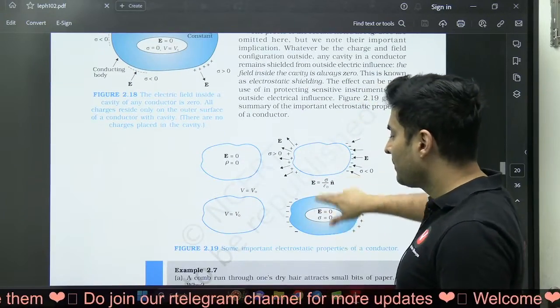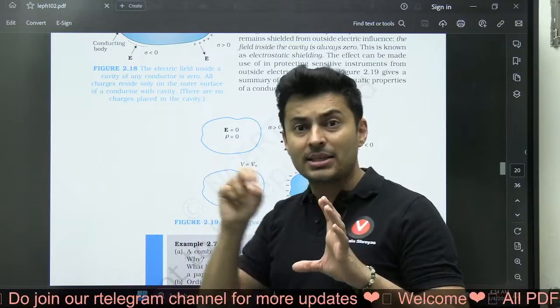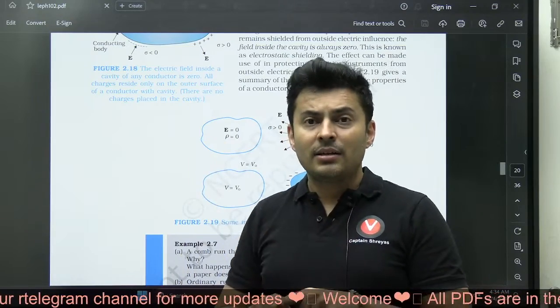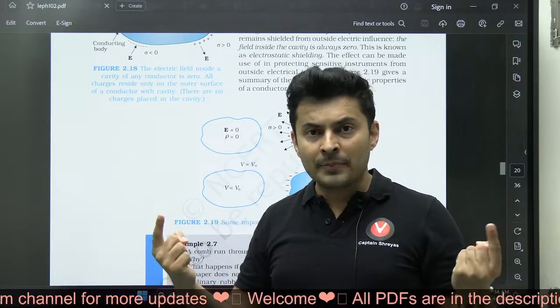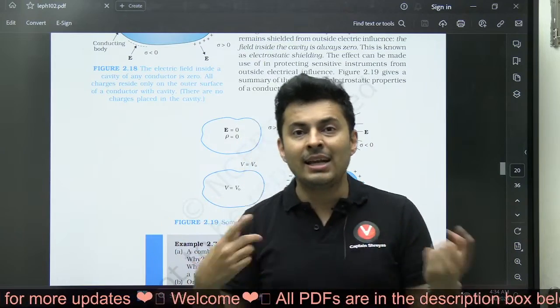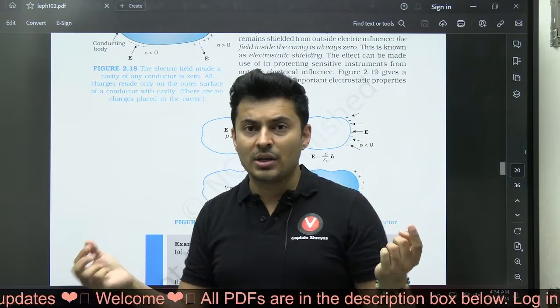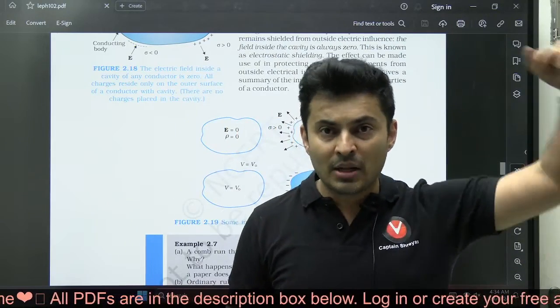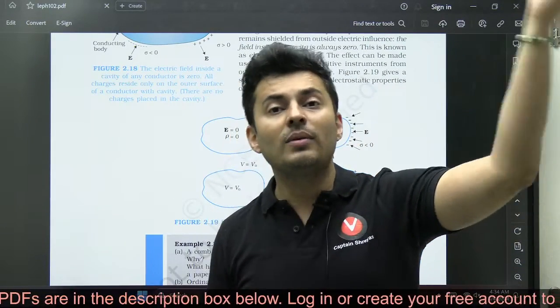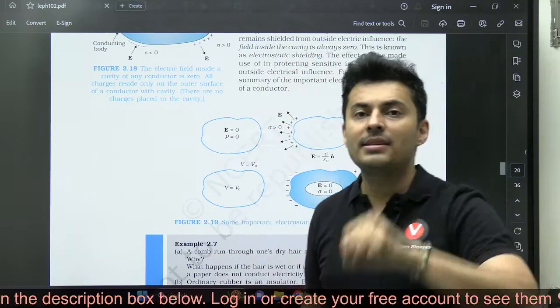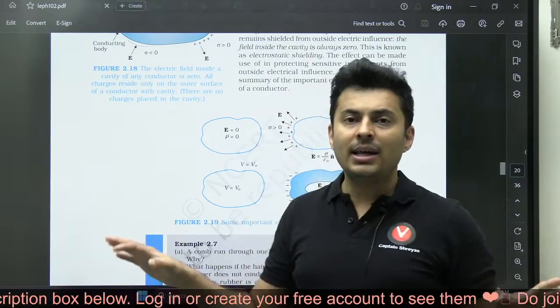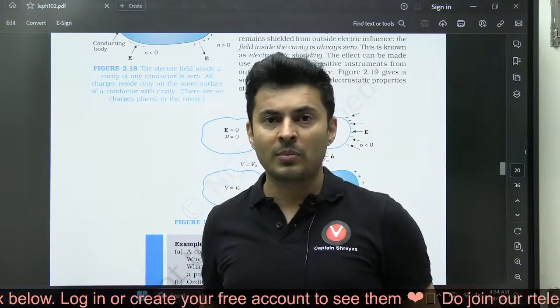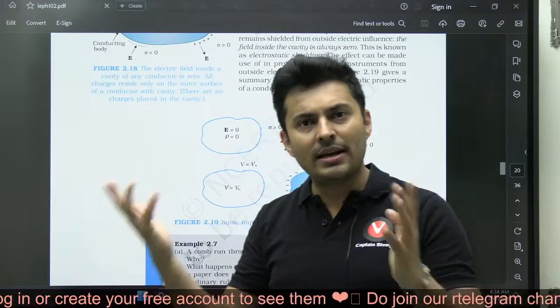If you have placed some charge inside the conductor, that field will eventually come out, not directly, indirectly, but by induced charges. So if you are placing a charge inside, you will experience a field outside. But if you are placing a charge outside, you will never experience a field inside. Point is, every time field inside is zero. Field inside is zero, field outside is going to be there.